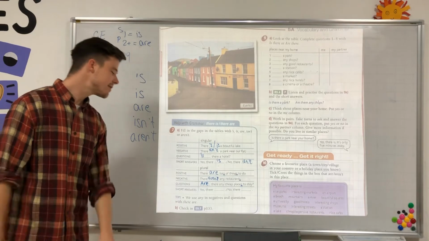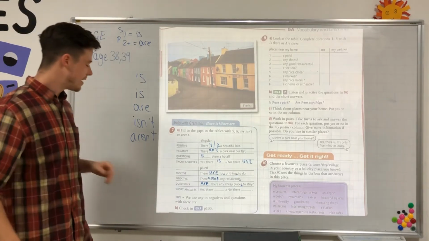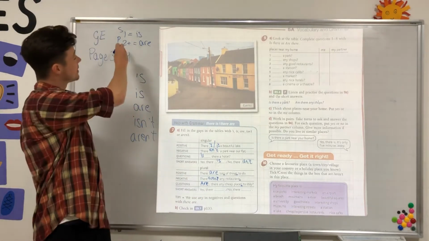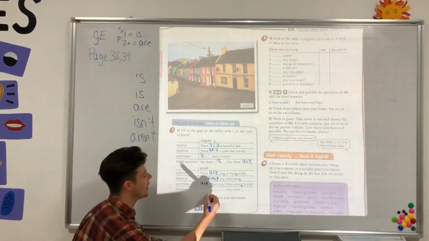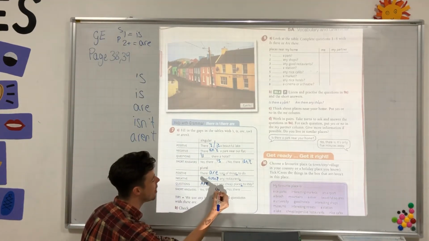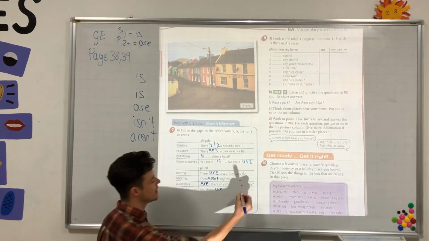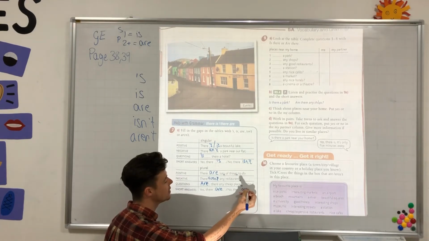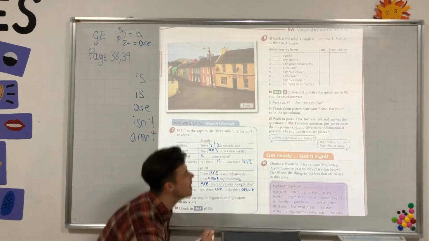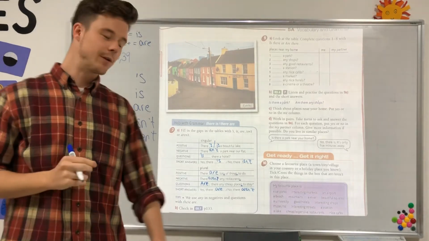Our short answers, again, quite easy. Keeping in with the rule of are, so yes, there are for positive, and no, there aren't for negative. All right.